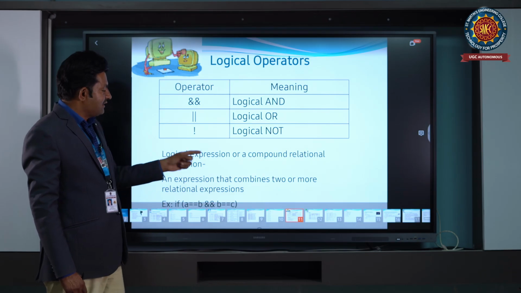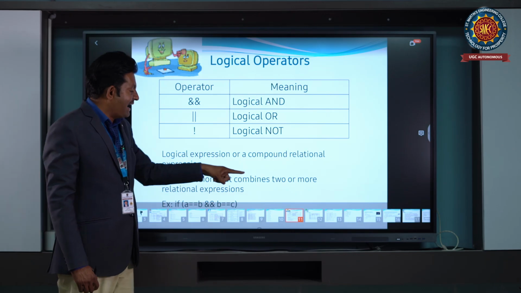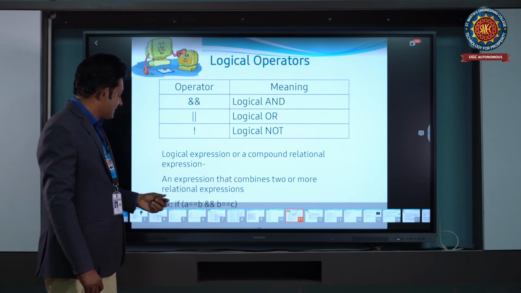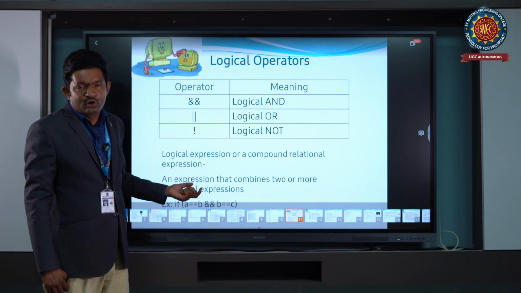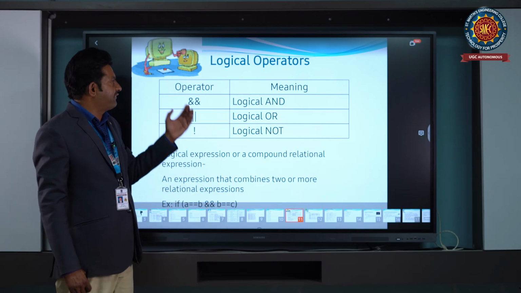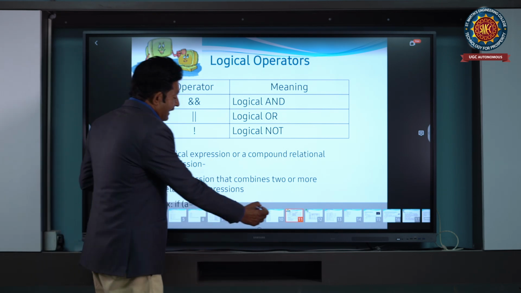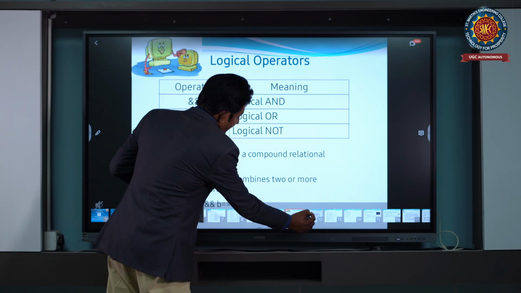A logical expression is a compound relational expression, an expression that combines two or more relational expressions. For example, A is equal to B and B is equal to C. We can use different types of logical operators, and they can be implemented based on their truth tables.